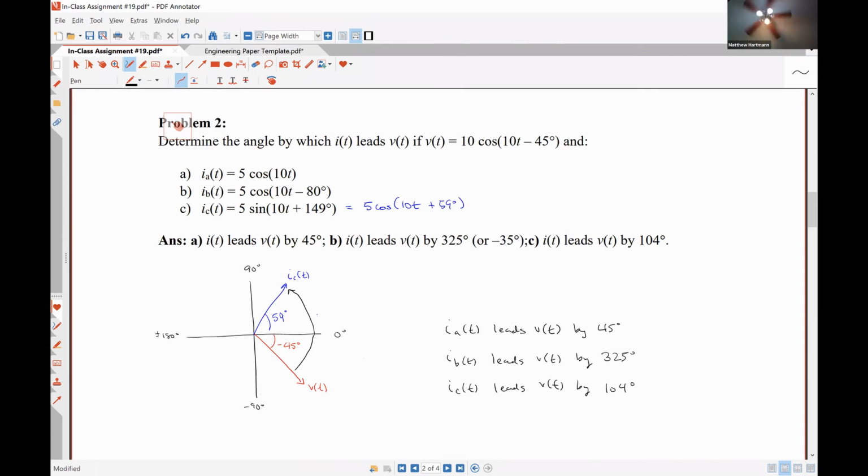So leading and lagging, students have an awful lot of trouble, typically speaking, understanding it. And I'm not entirely sure why, because if you just use a phase diagram like this, it seems rather trivial to me. Maybe I'm just a jerk, but I don't know. It seems pretty straightforward. So any questions there on problem 2? Just to be clear here, we wanted the angle by which I leads V, so we always start at V, and because we want leading, we go counterclockwise. If we wanted lagging, we would go clockwise.